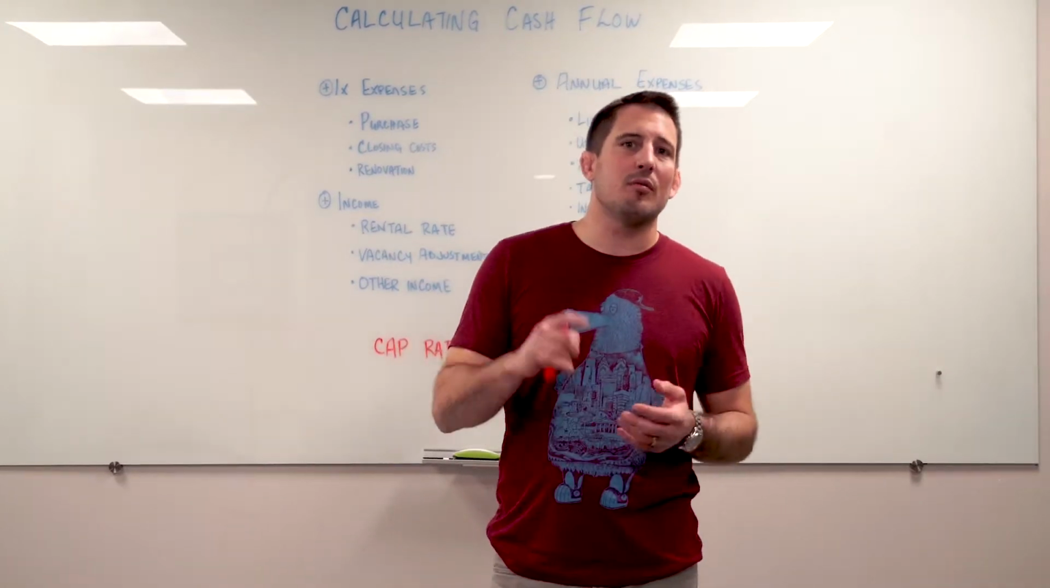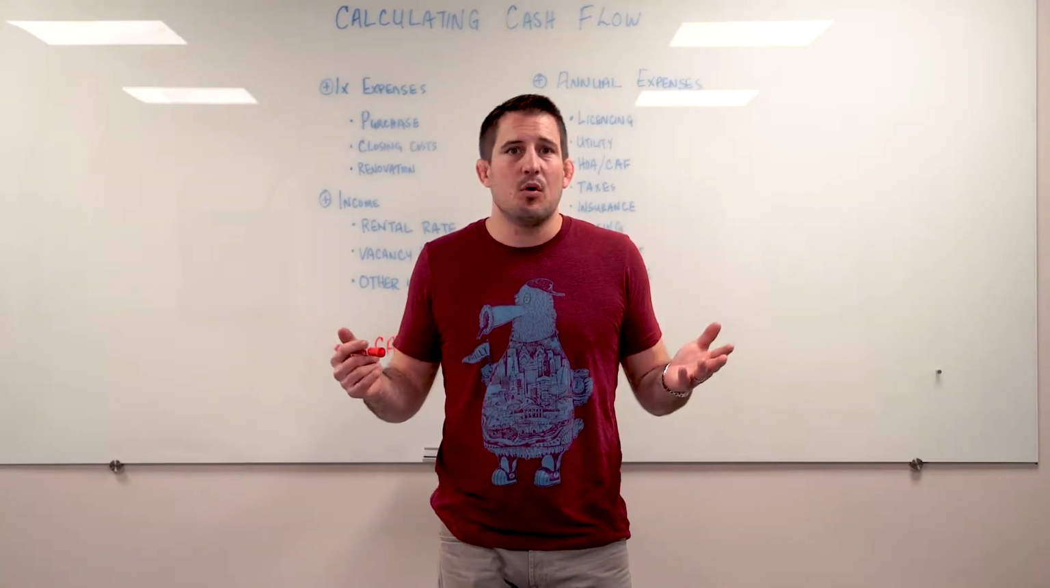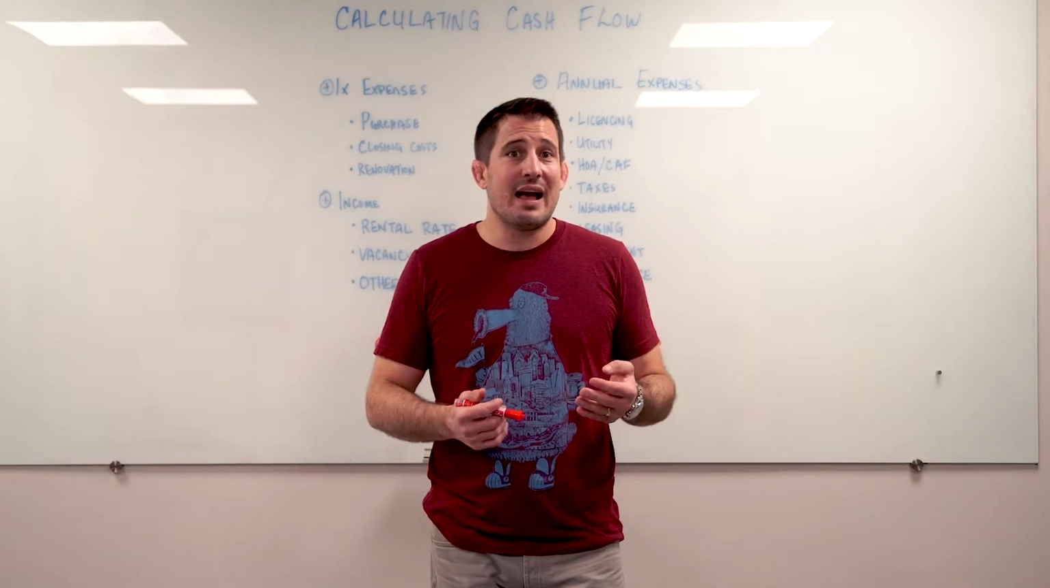Typically on a single family home, you're going to have one source of income. That's the rent. Pretty simple. There are other sources of income that we can calculate as well.